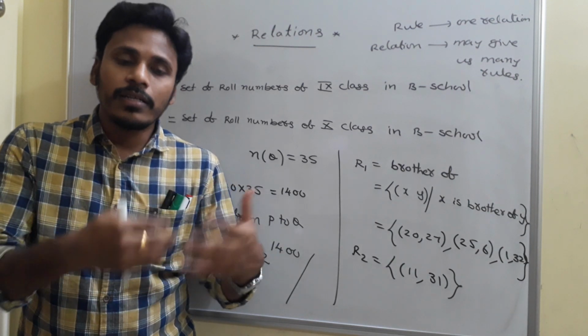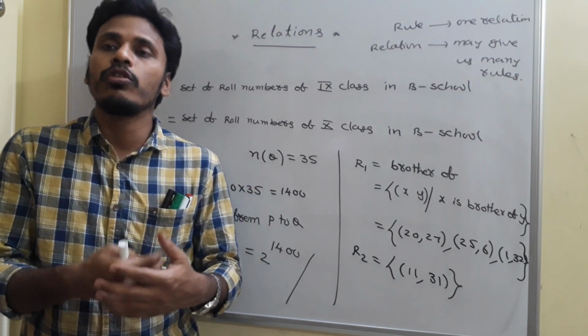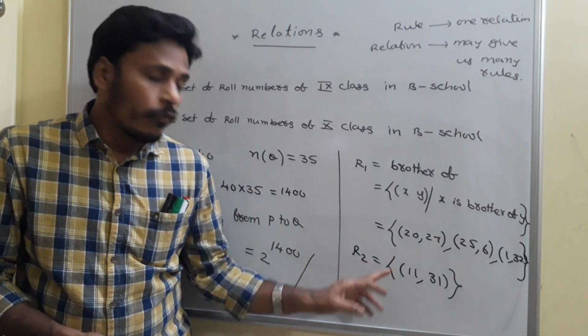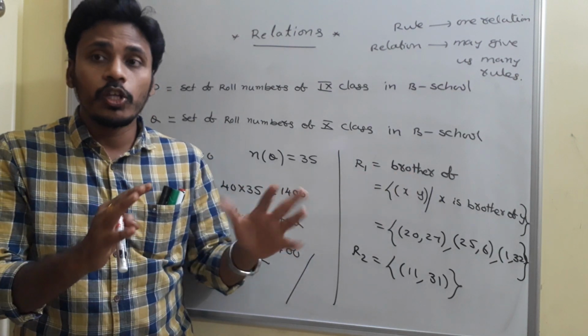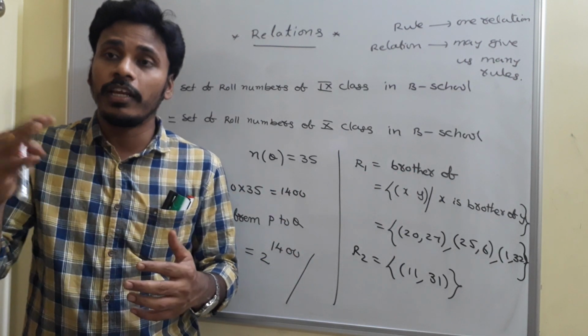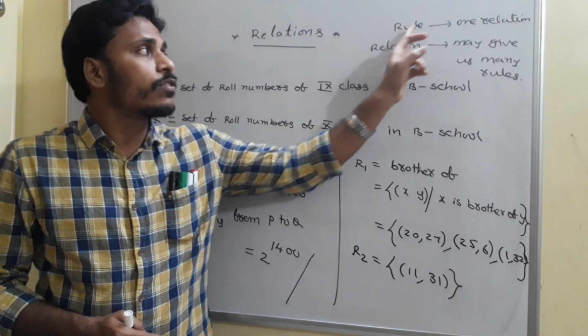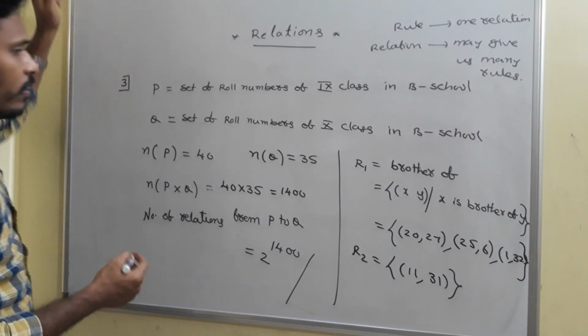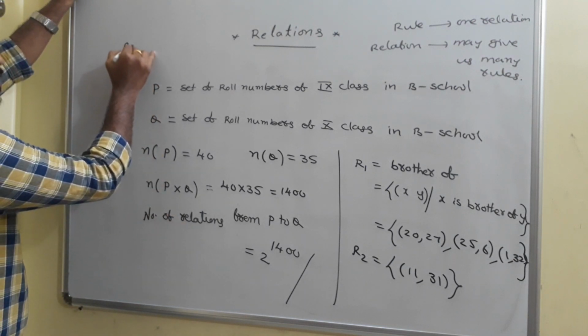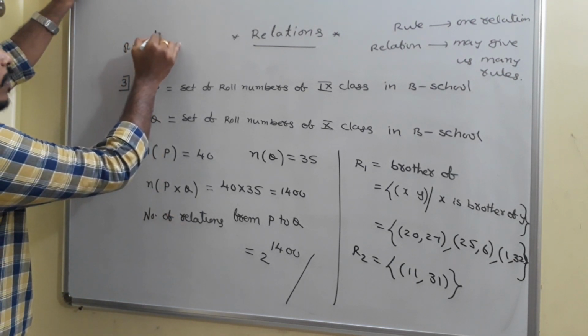So there are many ways to give rules in such a way. One relation will give us many such rules. But if you have the rule, then there is no possibility to go with many relations. A rule only gives us one relation, that's it. And for suppose I take a relation, here I am taking some R3. I will take it as father of.